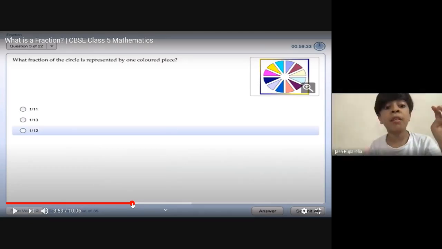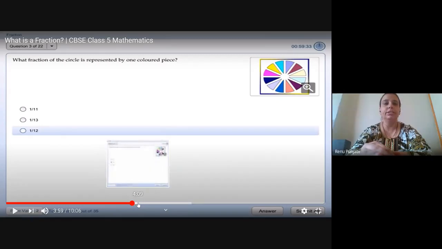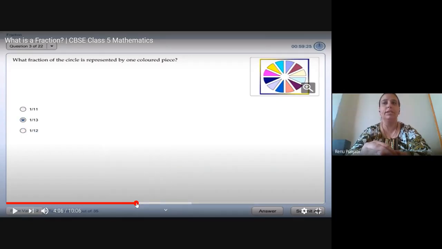Ma'am, 1 upon 12. Very good. So let's see the answer. It's 1 upon 13. You have faced the difficulty of counting the number of these. So we start with the purple. 1, 2, 3, 4, 5, 6, 7, 8, 9, 10, 11, 12. So it's 12. Yeah, you are right, Josh. It's 1 upon 12. So go to the next.